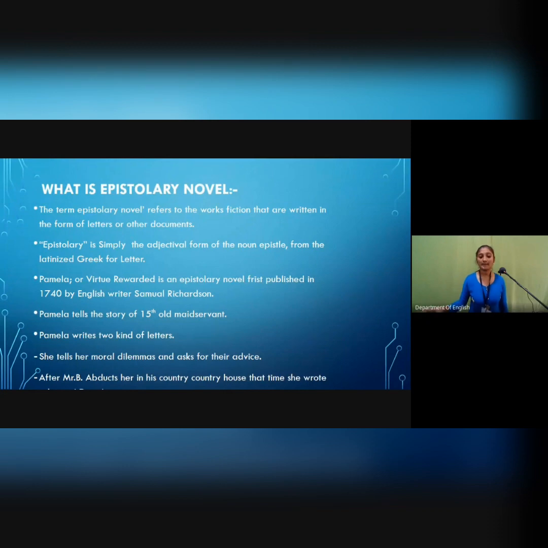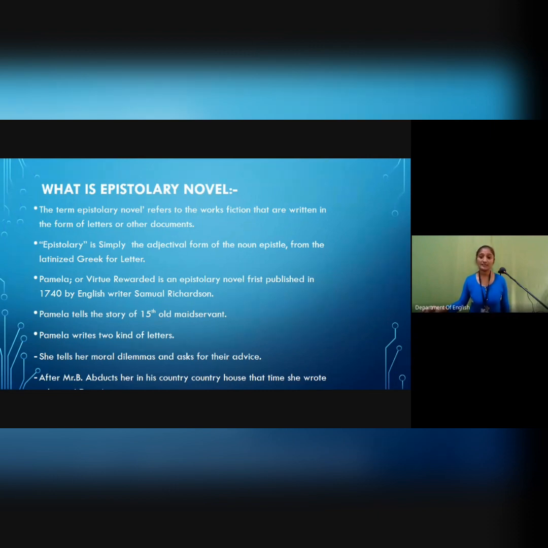The term epistolary novel refers to works of fiction that are written in the form of letters or other documents. Epistolary is simply the adjective form of the noun epistle, from the Latinized Greek for letter. And Pamela, or Virtue Rewarded, is an epistolary novel first published in 1714 by English writer Samuel Richardson.